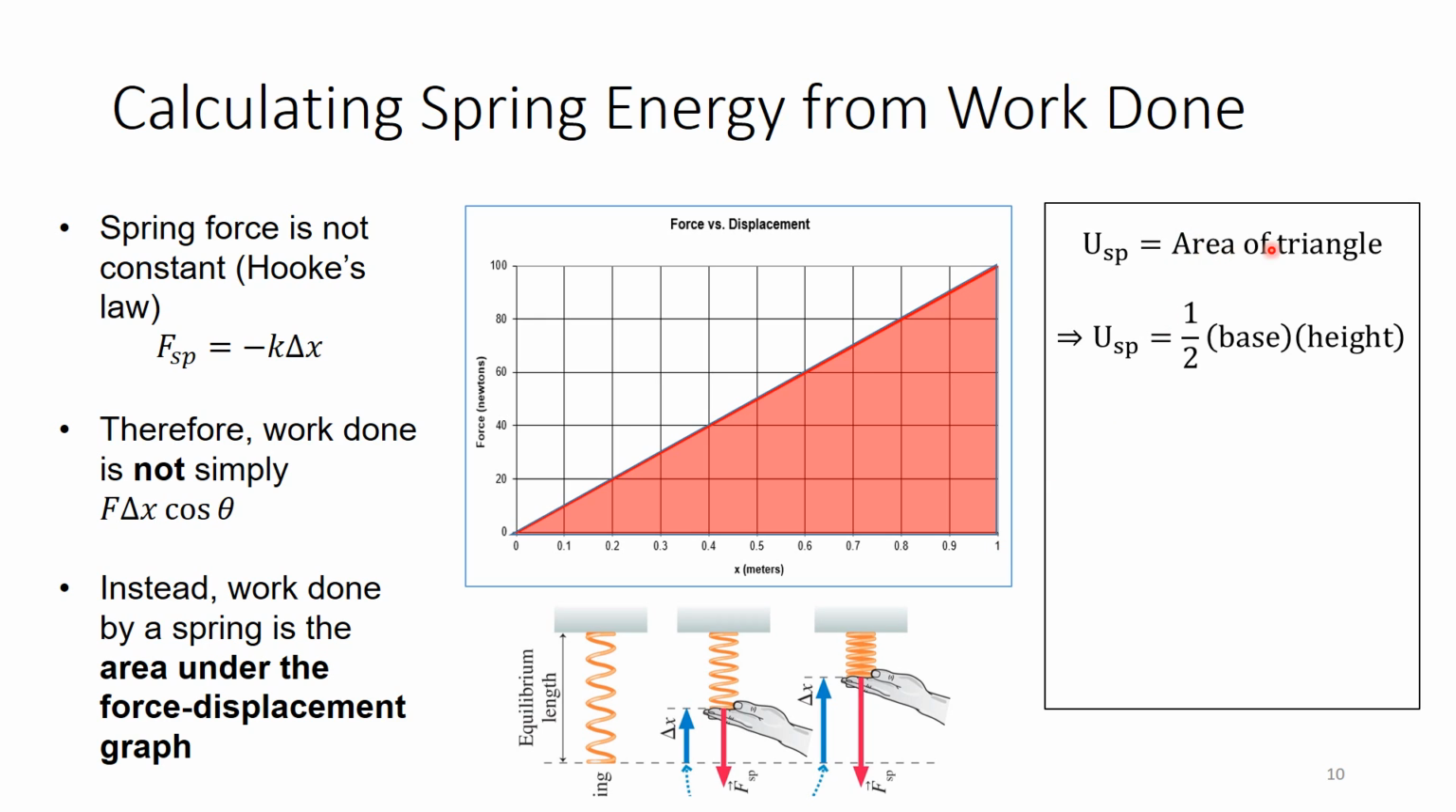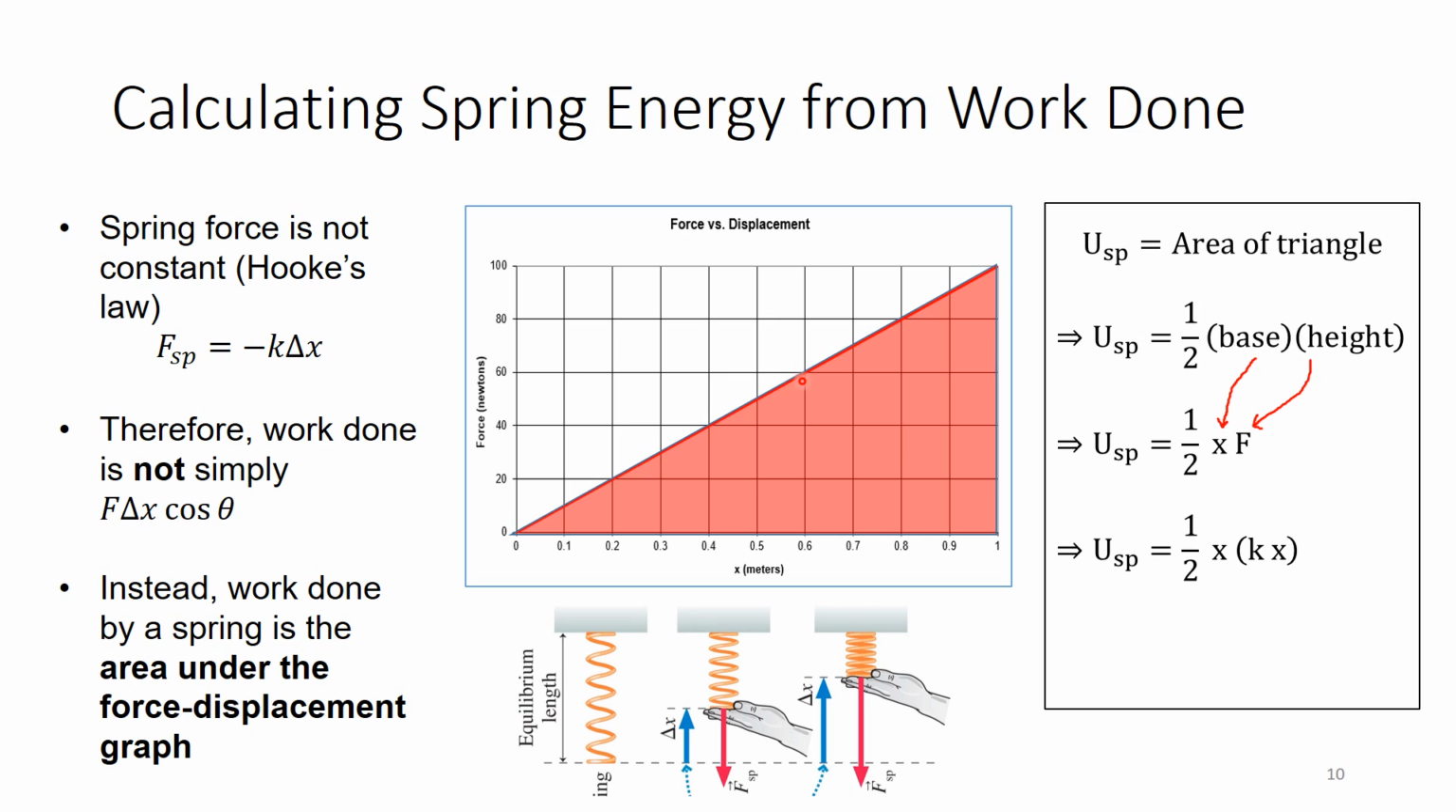Now, how do you find the area of a triangle? It's half multiplied by the height multiplied by the base. In this case, base is x, and the height is force. We are not using the numeric values here. We'll just call them x and F, because it applies to any numeric value as long as you have a straight line. So we have spring energy equals half times x times F. Now let's look at the force. Here we're talking about the force applied on the spring.